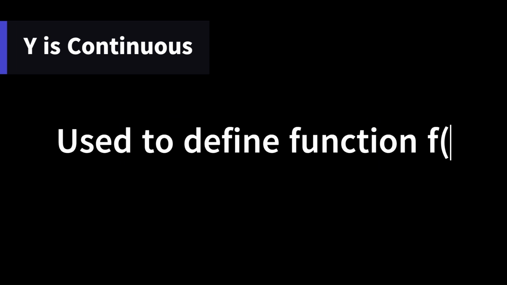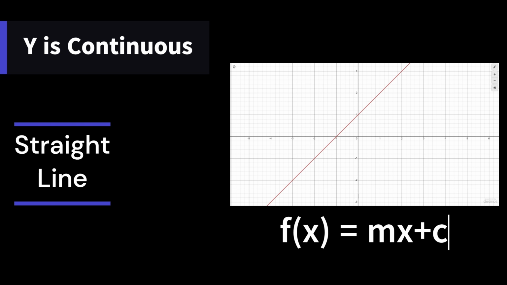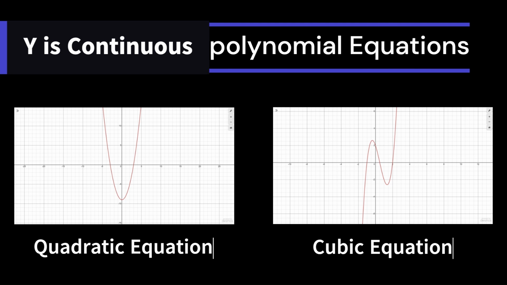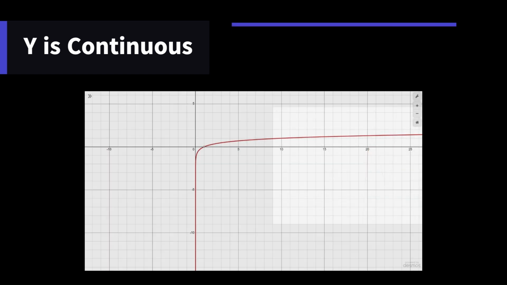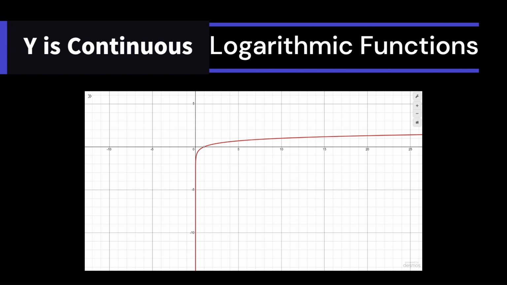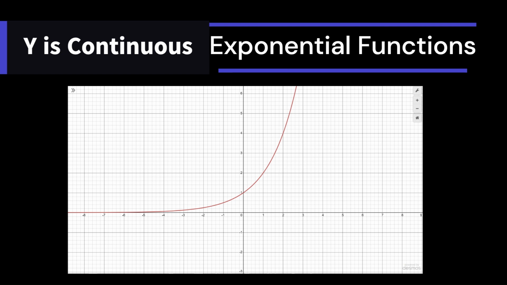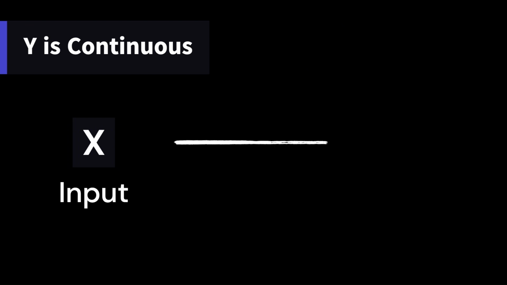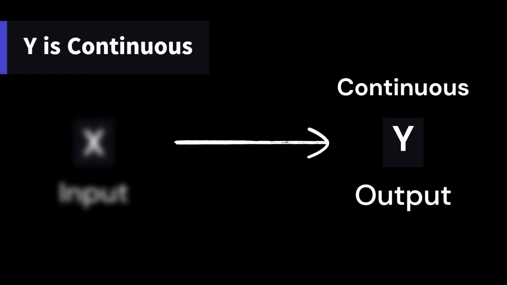Continuous is a term used to define a function. Now, in maths, we have different functions. A function can be either a continuous function or a non-continuous function. For example, if I say I have a straight line function, that is f of x equal to mx plus c, this is always going to be continuous because a straight line will never break in between. So, continuous means something that doesn't break in between. In a similar way, we have polynomial functions like quadratic equations and cubic equations, which are always going to be continuous. Logarithmic functions, trigonometric functions and exponential functions are also continuous. So continuous is the term we use in math to define a function, and over here our output is always going to be continuous.